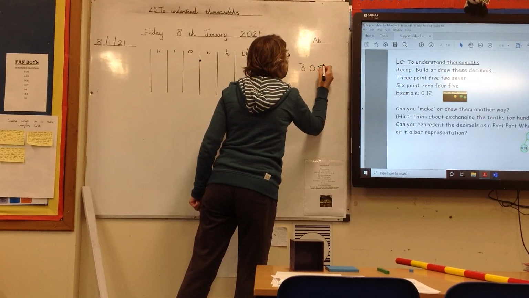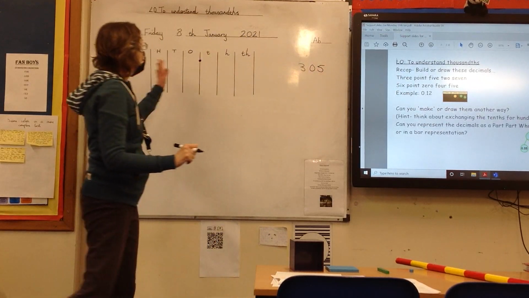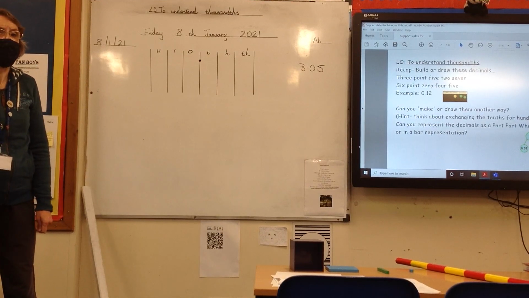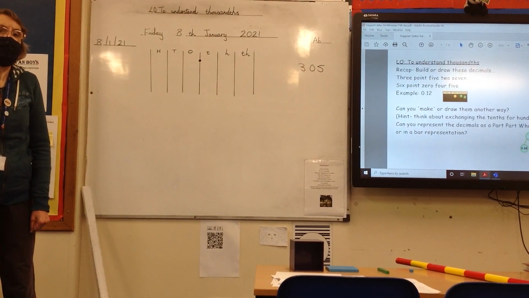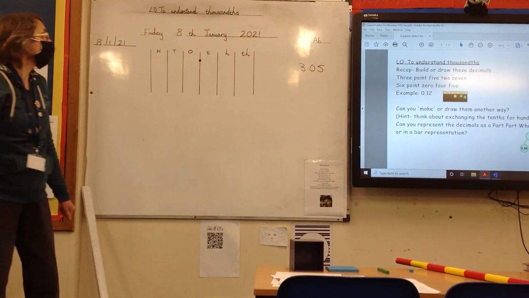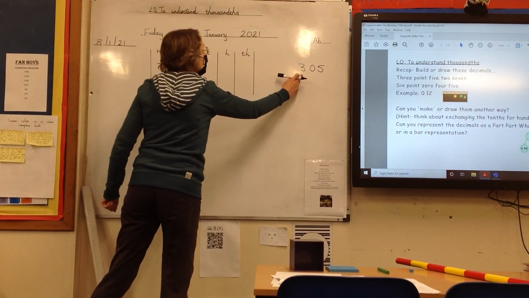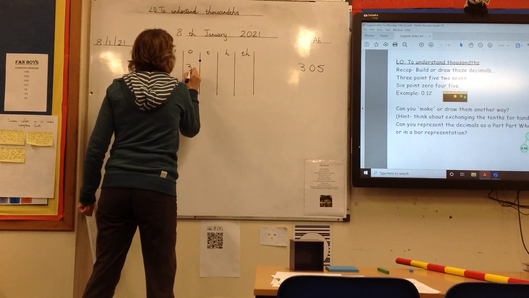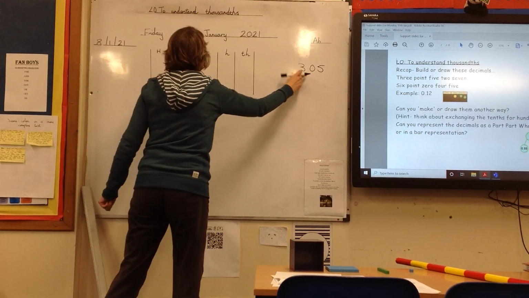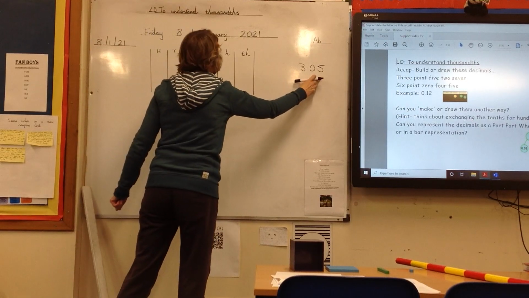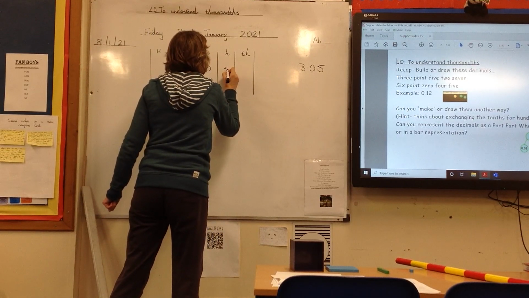So, if I had the number 3.05, can you write that on your whiteboards in the right columns or on your place value chart if you've got a place value chart? Well done. Right, good. So we have put 3 in the ones column. We've got no tenths at all. We've got 5 hundredths.